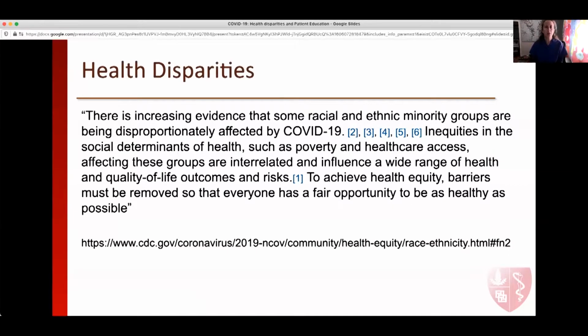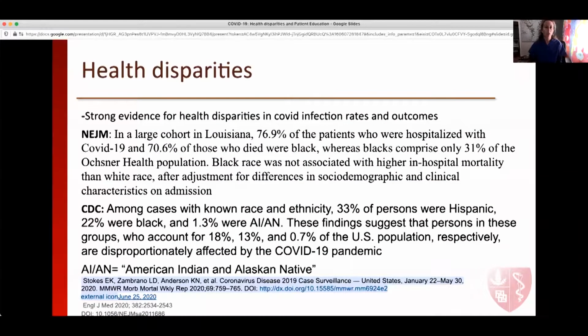Health disparities, as many of you are aware, there's significant evidence showing significant disparities in COVID-19 infection rates and deaths among different populations. I'm going to go over quickly. There's many studies we could cover, but 2 studies. First was published in the New England Journal, looking at Louisiana, which suffered severely at the beginning of the pandemic. At Ochsner Health, they found that almost 77% of the patients who were hospitalized with COVID-19 were Black, despite comprising only 31% of the local population.